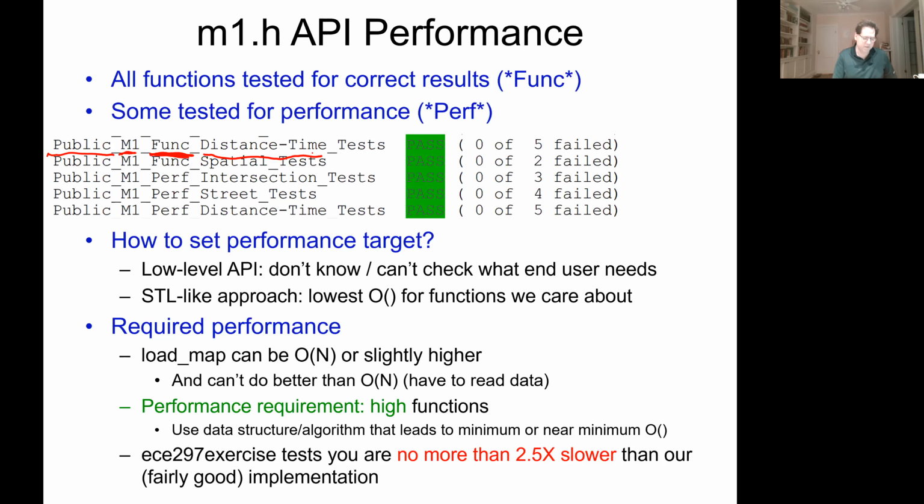These are tests having to do with functions that compute something about distance or time, and you passed all those. So that's great. You also see there are some tests that have performance in them. This says performance test. It's related to something about intersections. We just group the tests in ways that we think make sense. And this particular code, our reference solution, passed all these performance tests too.